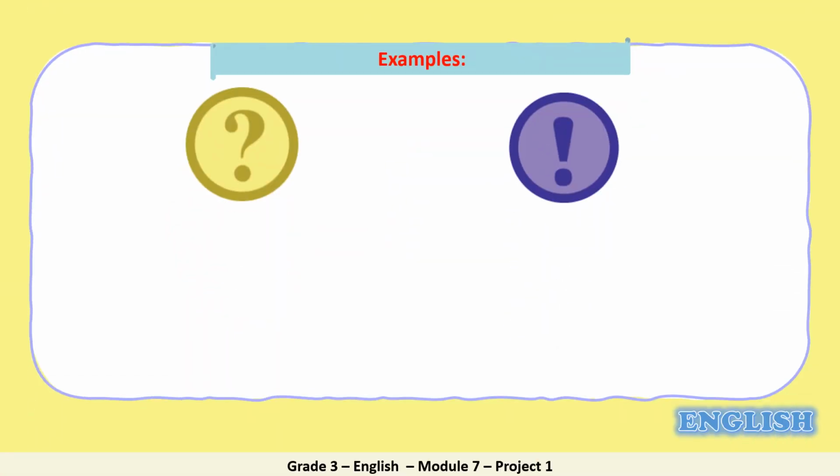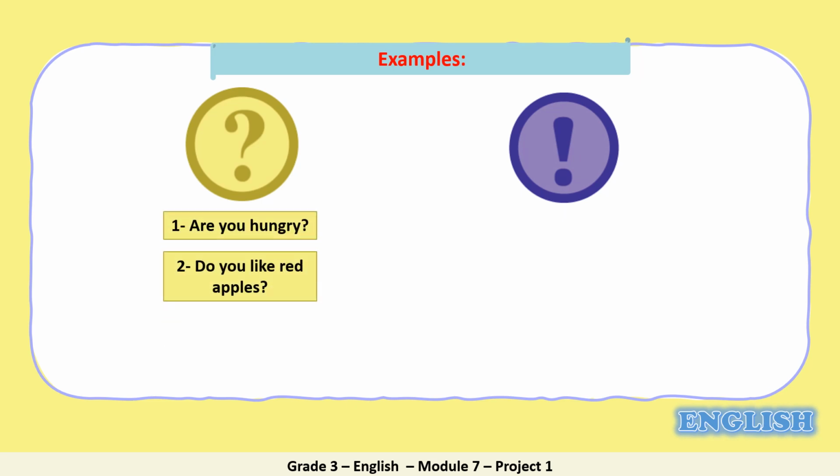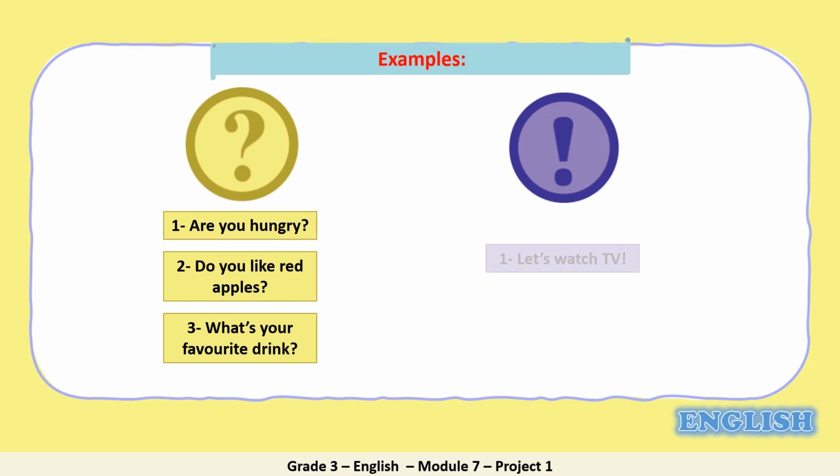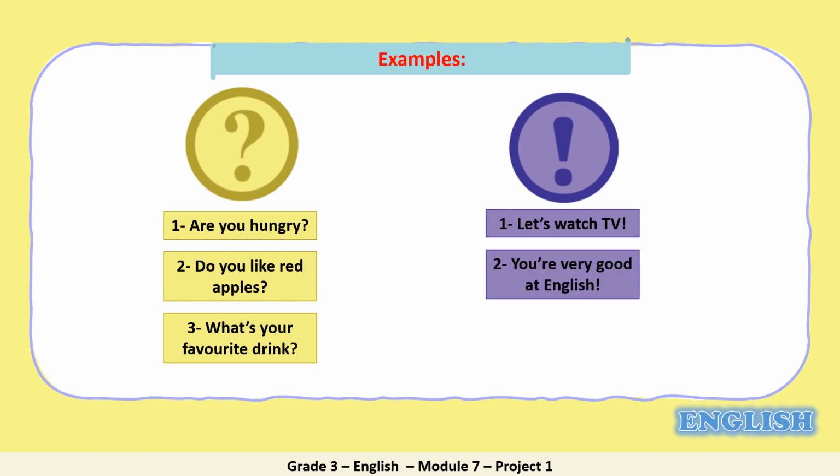Here are some examples. You see, on the yellow side, they are all questions asking about something. So at the end of the sentences, we use question marks, like, are you hungry? Do you like red apples? What's your favorite drink? On the other side, the purple one, you see all the sentences express feelings like love, excitement, or simply saying how you feel, like, let's watch TV! You're very good at English! I love chocolate ice cream!